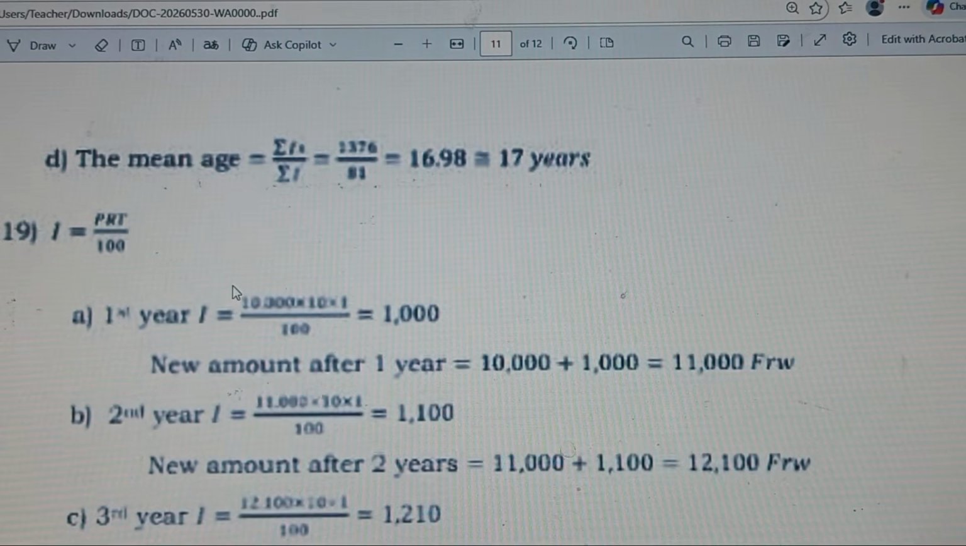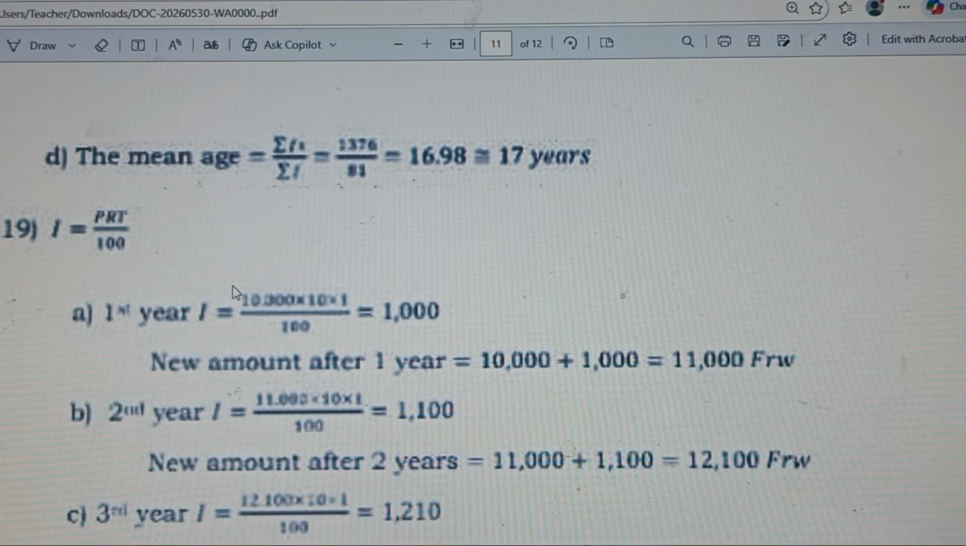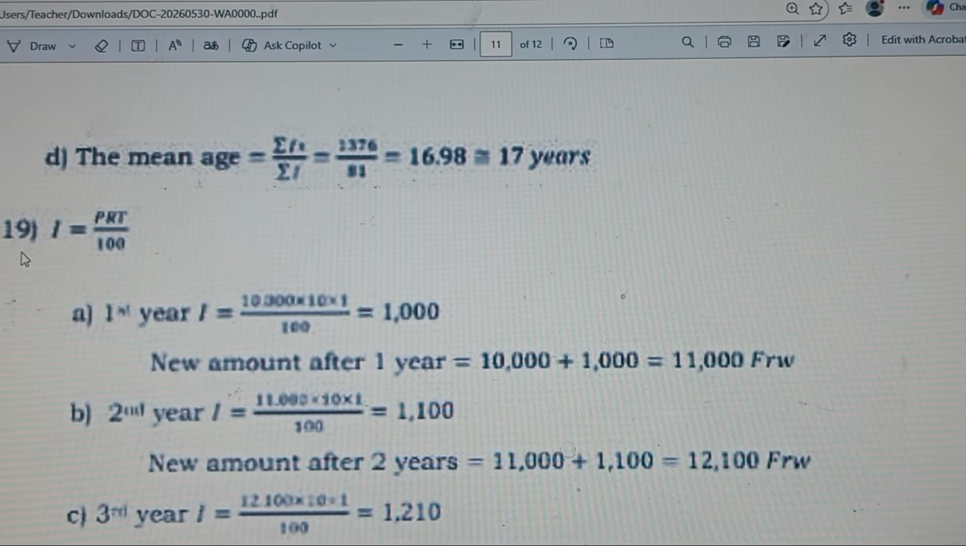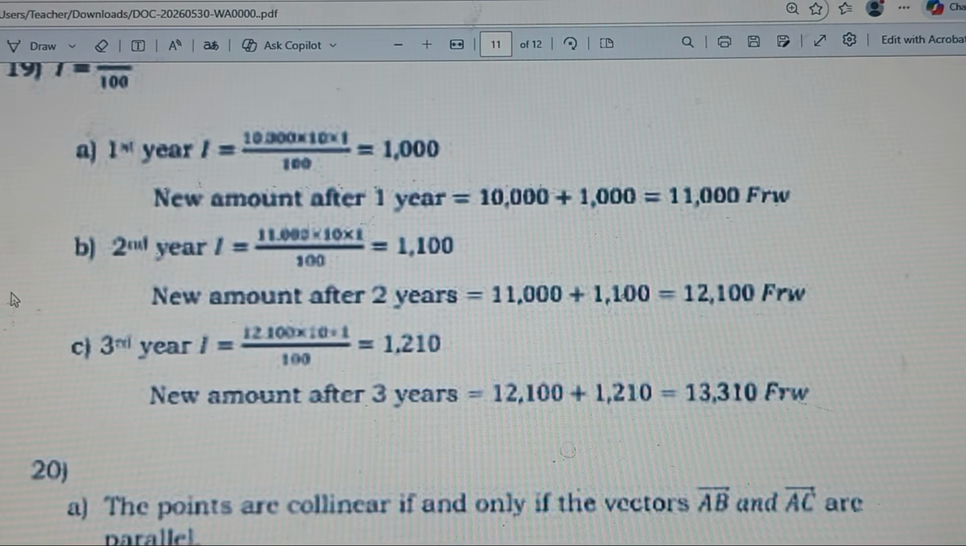Question number 19. That is compound interest. When you're gonna find the first year, you take principal times rate times time over 100. The investment is 10,000. Then you multiply with rent 10 times 1 year of 100. You get 1,000. That is first year. The amount you have new years means you will add that 1,000 to get 11,000.